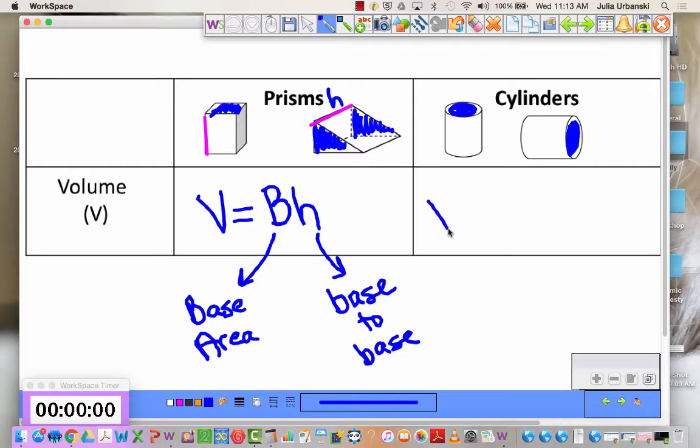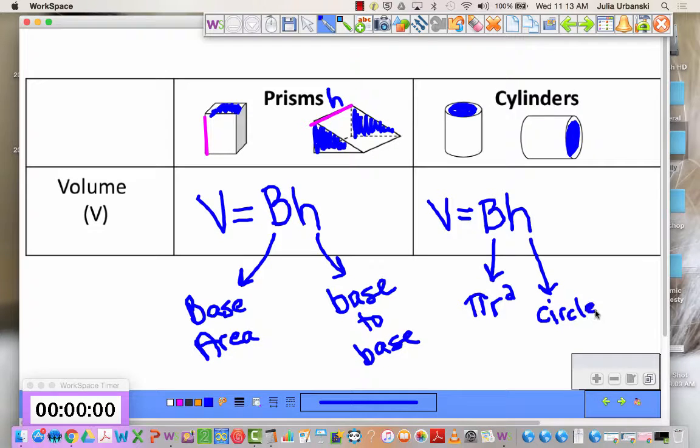So over here, there's two ways you can do it. You can think of base area times height, which is the way that I always do it. But in this case, the base area is always what? Because it's a circle. It's the area of a circle. Good. Pi times r squared. The H still stands for the distance from circle to circle. The only difference for this is that the bases are always circles.